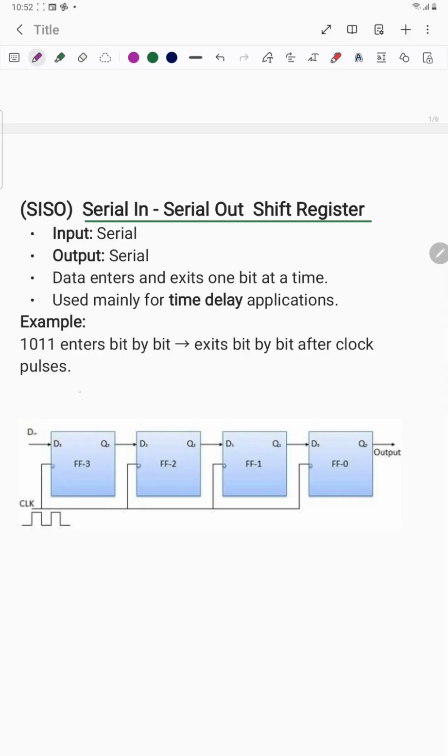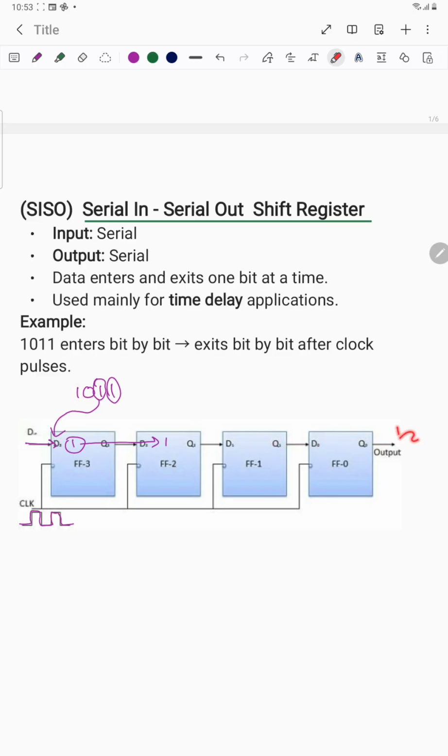That means if I have 1011, the first bit is transmitted here and reaches here. On the next clock pulse, this one is transmitted to here, and this one is transmitted to here. On the next clock pulse, this 0 is transmitted to here, this one is transmitted to here, and this one is transmitted to here. On the next clock pulse, this one is transmitted to here, and so on.